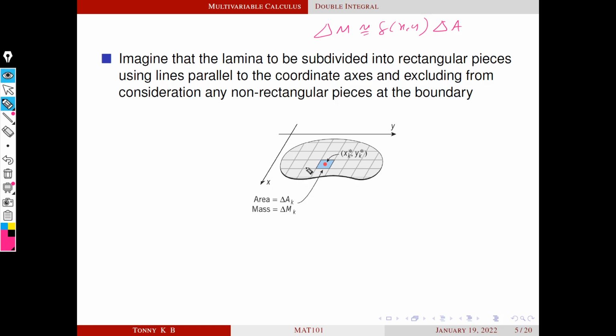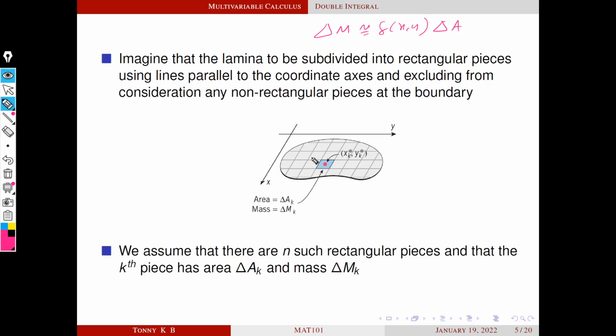That's all. Now we are going to evaluate the mass of this inhomogeneous lamina. The method is almost similar to our volume as a double integral. Imagine the lamina to be subdivided into rectangular pieces using lines parallel to the coordinate axes, excluding from consideration any non-rectangular pieces at the boundary. They are not rectangles, so we consider only the rectangles completely inside the lamina.